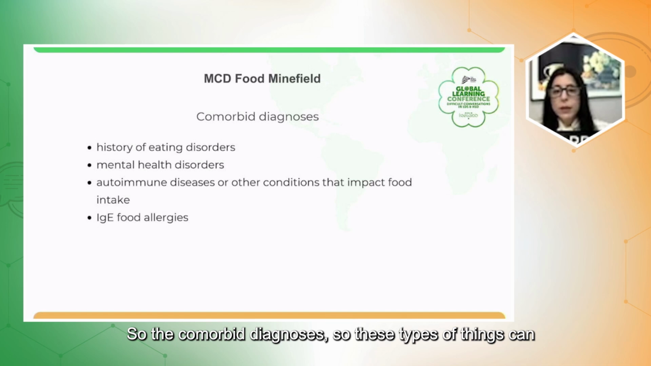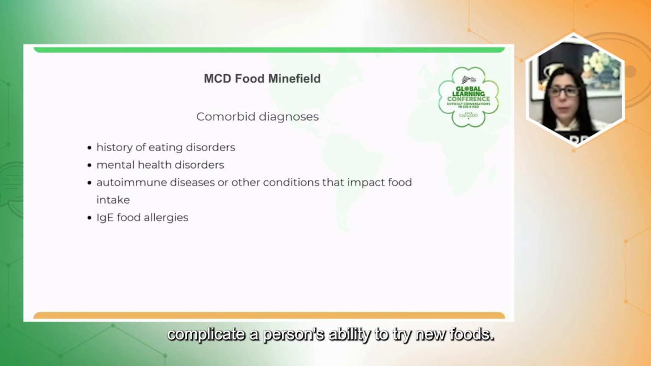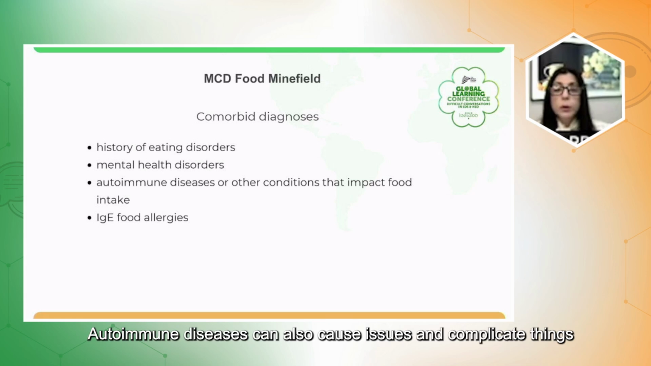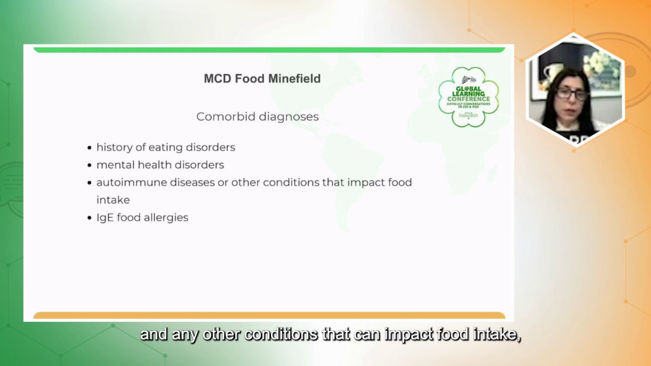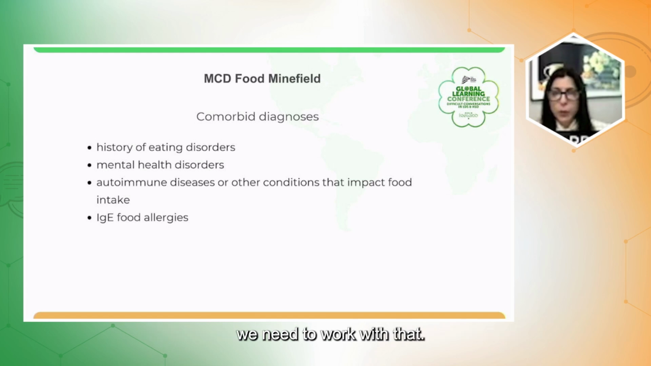So the comorbid diagnoses, so these types of things can be a history of an eating disorder. Sometimes that can complicate a person's ability to try new foods. Mental health disorders can complicate things as well in terms of trying new foods if there's an anxiety level there. And we need to work, in collaboration with mental health providers, to help the patient overcome this. Autoimmune diseases can also cause issues and complicate things. And any other conditions that can impact food intake, such as even like having a lactose intolerance. And we need to work with that.